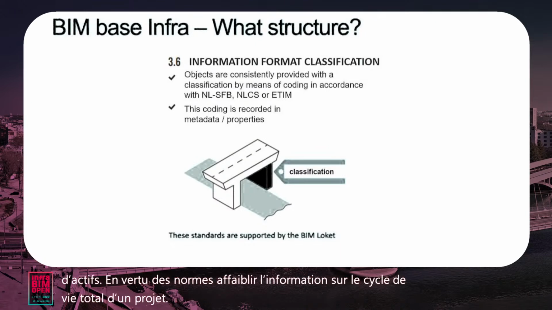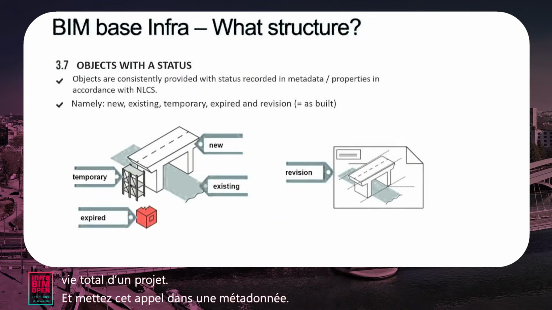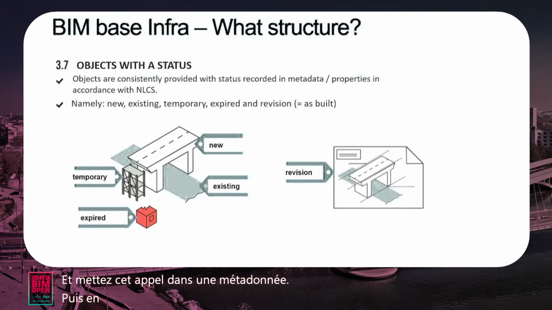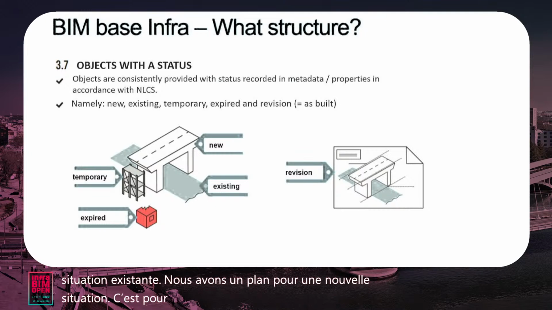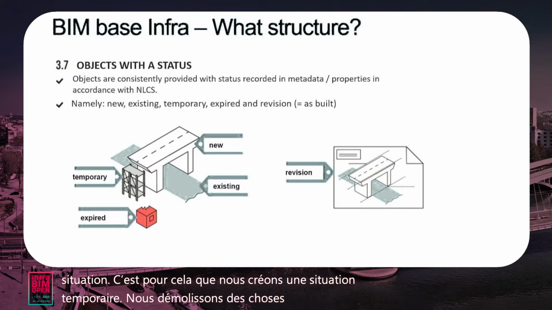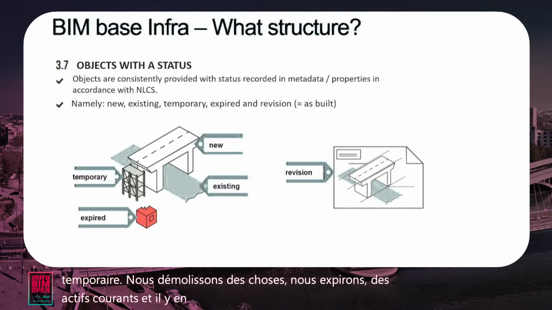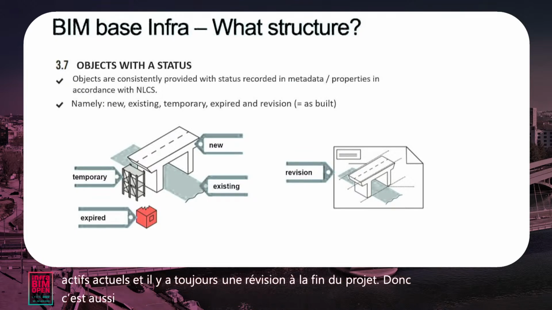And put this coding in the metadata. Then in infra, it's always like, you know, we have an existing situation, we have a plan for a new situation. That's why we create a temporary situation. We demolish things, we expire current assets, and there is always a revision at the end of the project. So it's also important to tell at the object if it's new, if it's existing, if it's temporary.